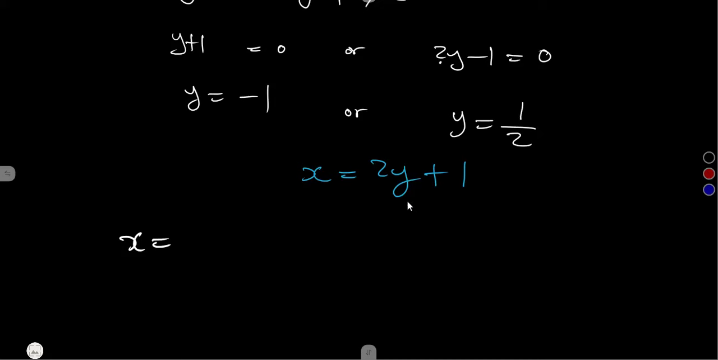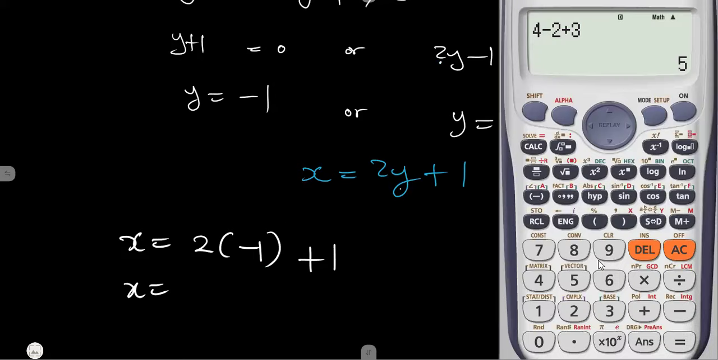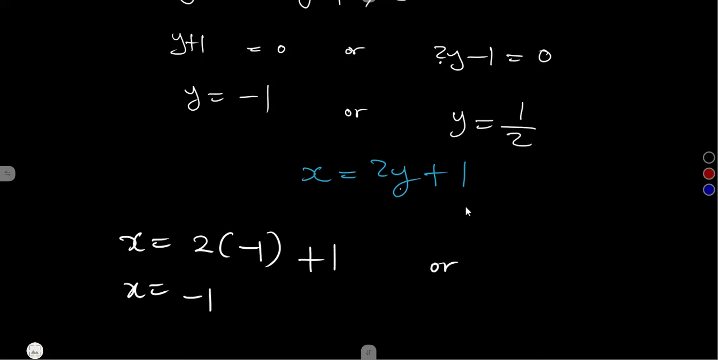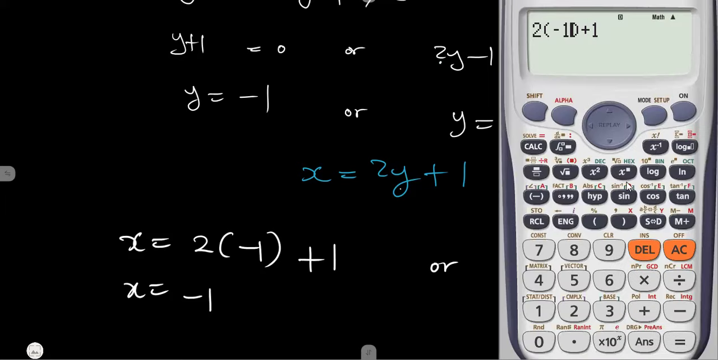When y is -1, in place of y there, we substitute -1, 2 times -1 plus 1. So that was going to give us the value of x. Use your calculator. That's 2 into what? -1 plus 1. So that was going to give us -1. Or on the other part, for the same equation but a different value of y, 2 into what? Into a half plus 1. So the y that we are substituting is 1/2. So in place of that value in the bracket, I'm going to put 1/2. The value of y there, 1/2. So that's it. Our x is going to be what? Our x is going to be 2.